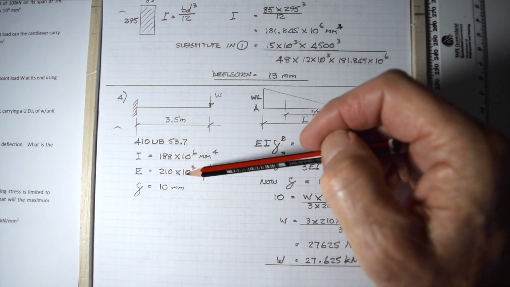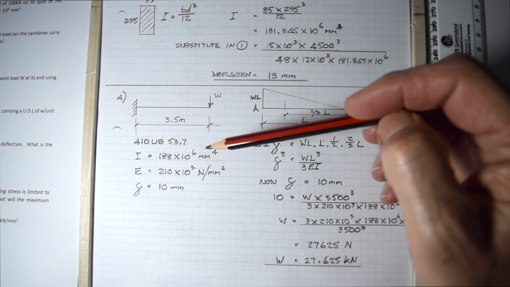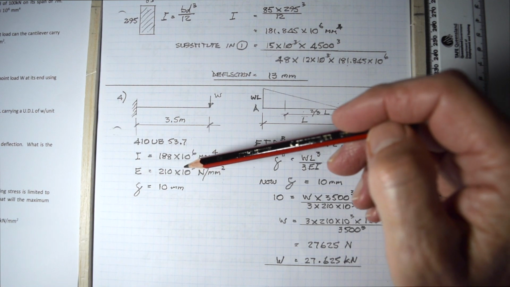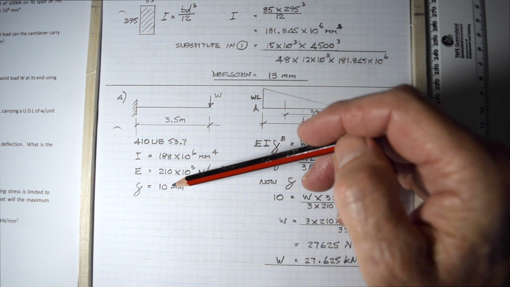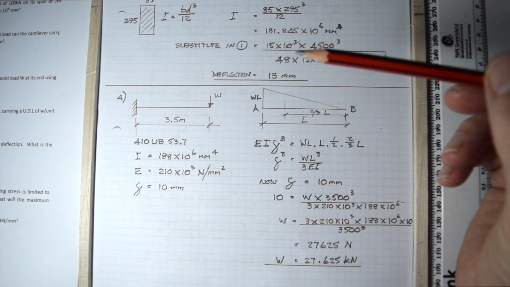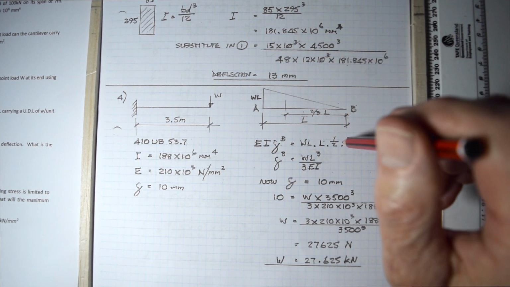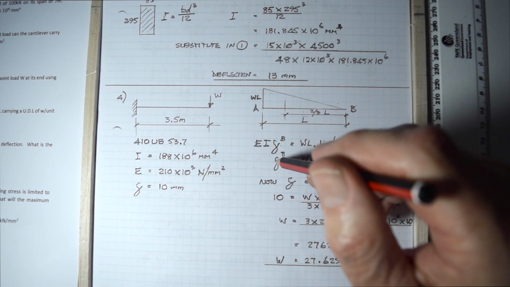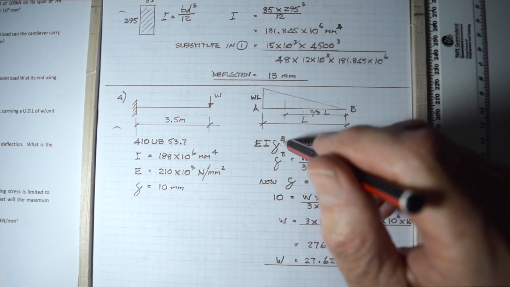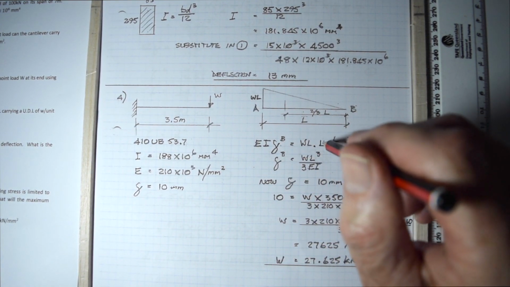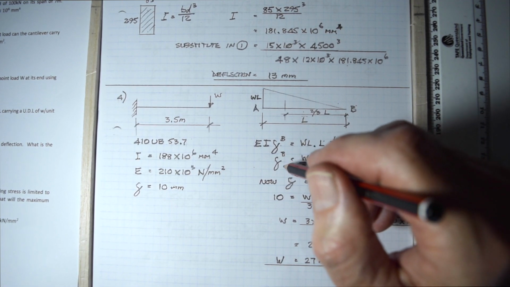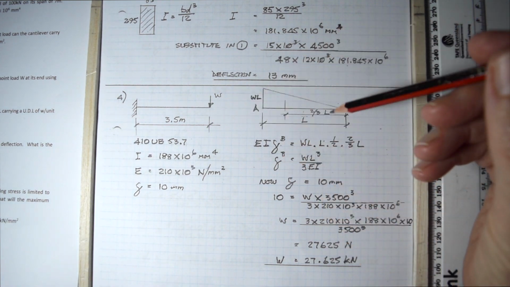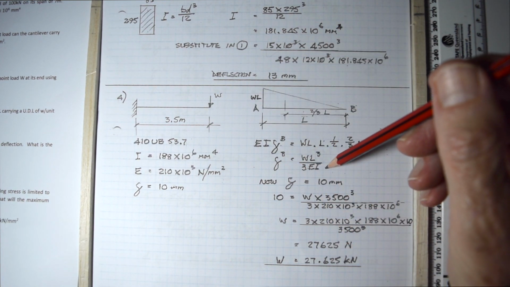E for the steel is given to you, 210 times 10 cubed Newtons per square millimeter. And the deflection is limited to 10 millimeters. Now, you can work out from first principles, or you could just substitute that formula that you've already done. But I would suggest you keep practicing by working it out from first principles. And the deflection at the free end on this cantilever there is WL cubed over 3EI.